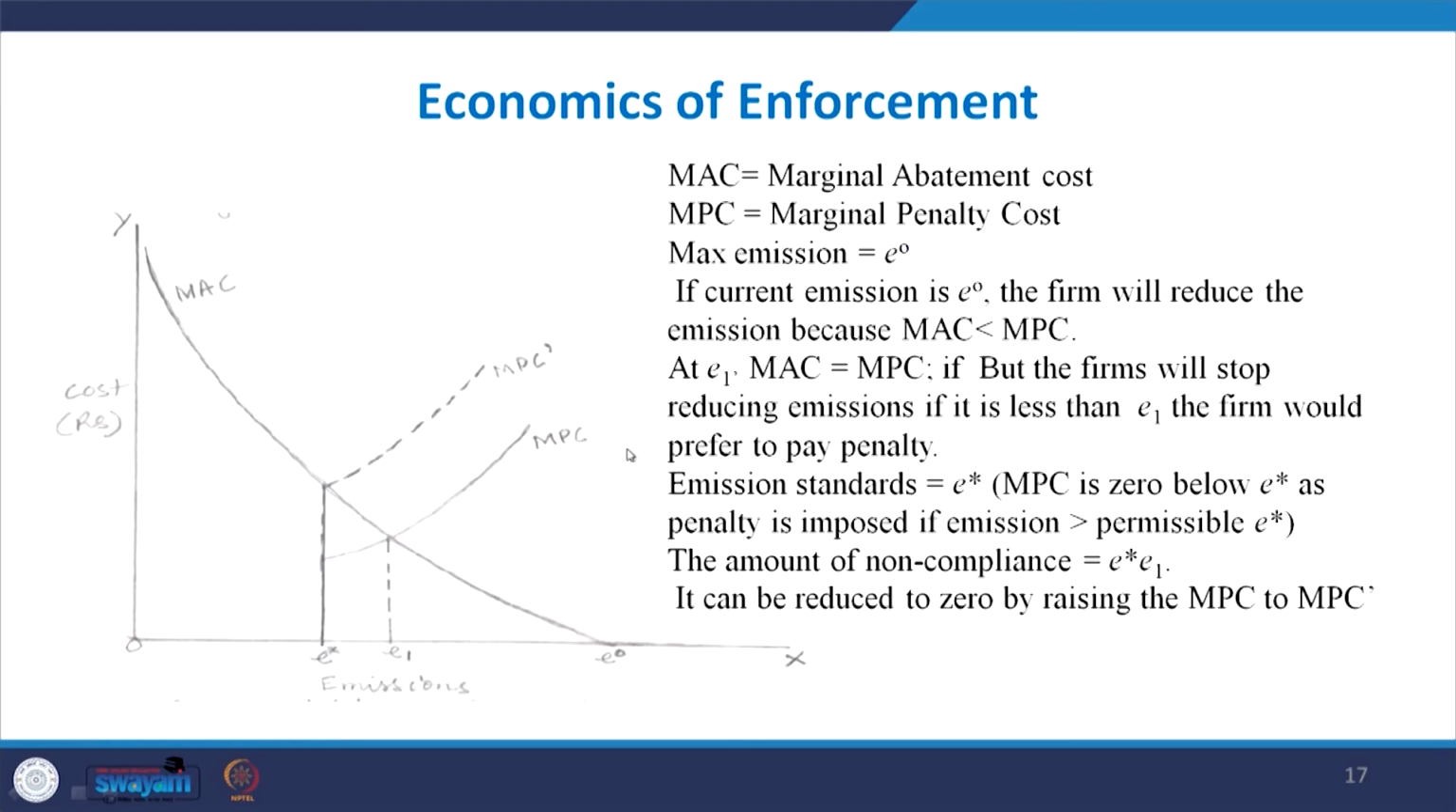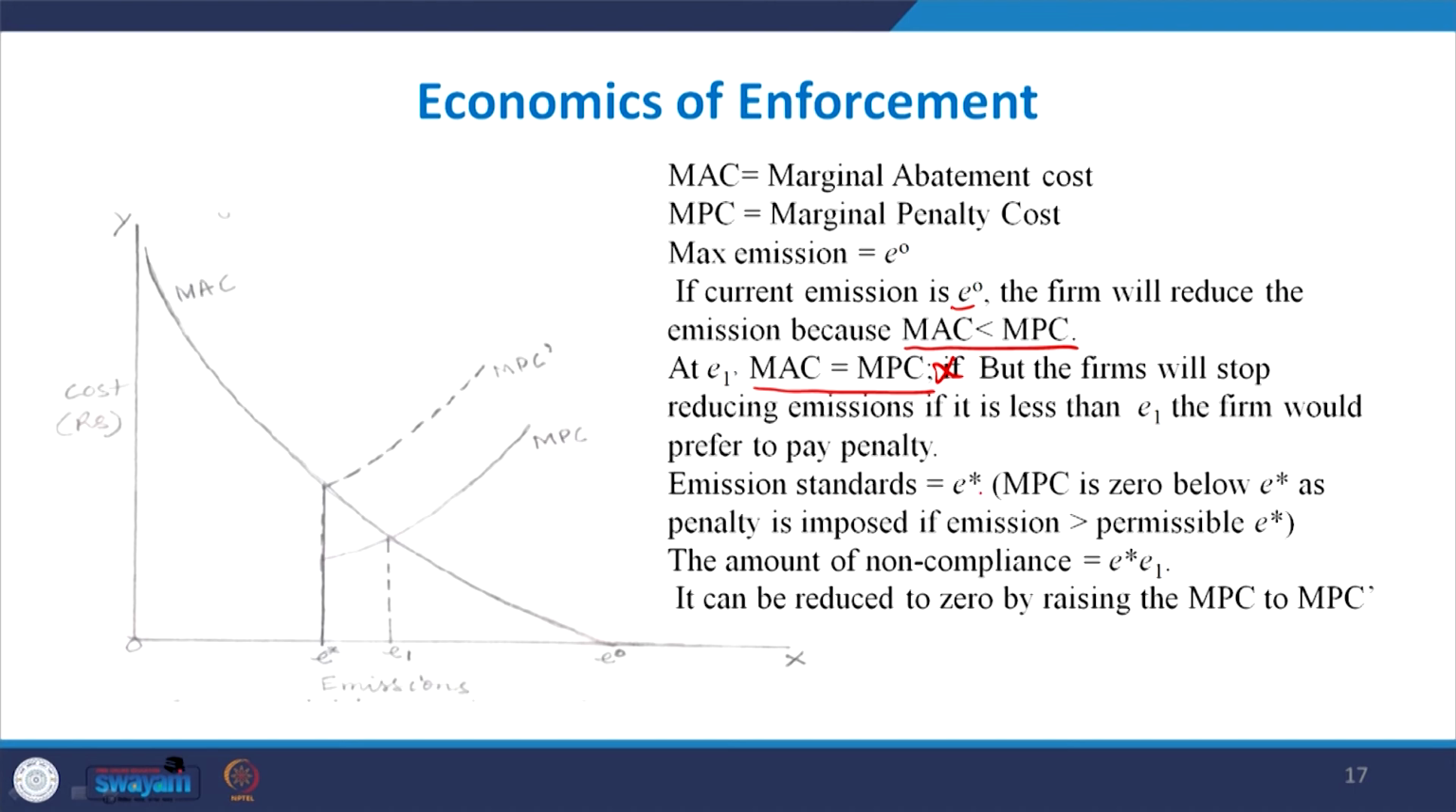If the current emission level is E0, the firm will reduce emission, because marginal abatement cost at point E here is lesser than marginal penalty cost. At E1, marginal penalty cost is equal to marginal abatement cost, but the firm will stop reducing emission if it is less than E1. So, if pollution level is less than E1, firm would prefer to pay penalty, as I already told you.